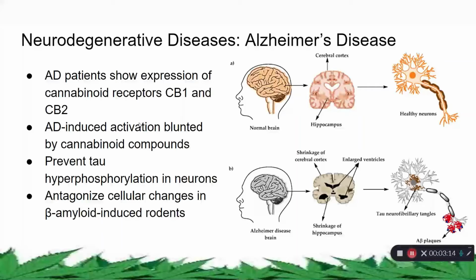This can be seen on the picture at the right, because that is quite the complex sentence. In the bottom brain, one can see the tau neurofibrillary tangles and the A beta plaques, and those have seemed to be reduced when using CBD and THC.